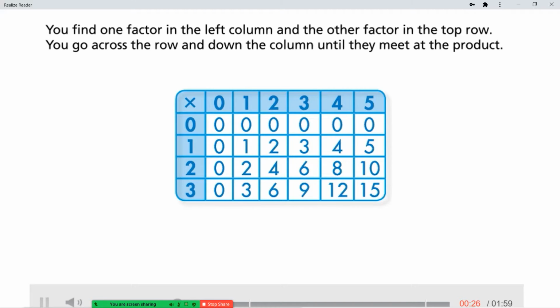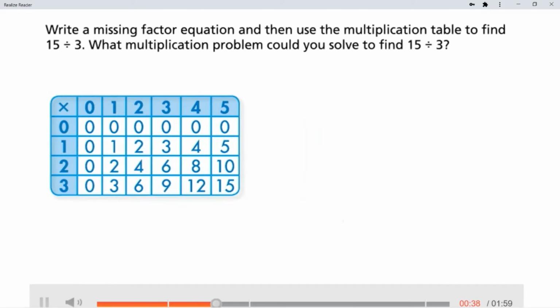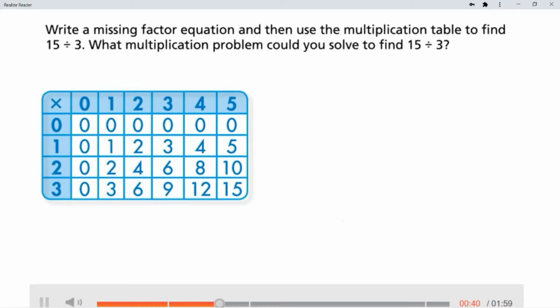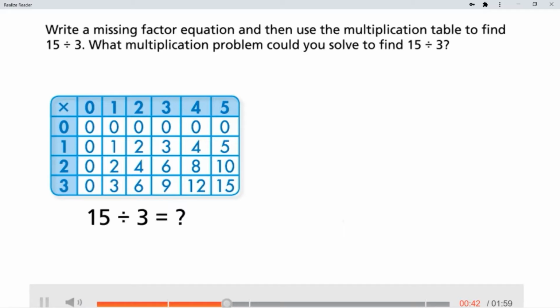You find one factor in the left column and the other factor in the top row. You go across the row and down the column until they meet at the product. Write a missing factor equation and then use the multiplication table to find 15 divided by 3. What multiplication problem could you solve to find 15 divided by 3?